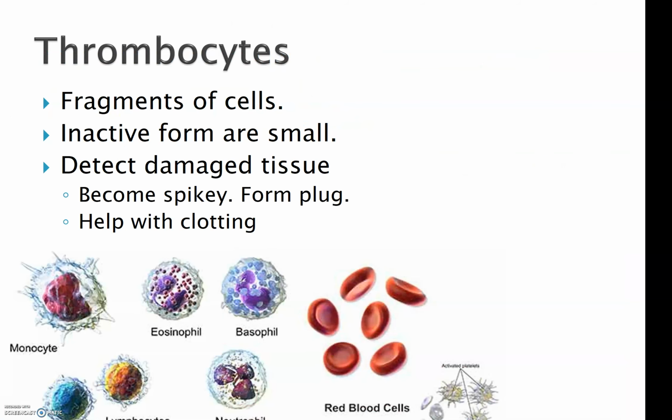Now, thrombocytes are little tiny platelets, and they're fragments of cells. So they're these little tiny things, probably like this on the actual histology slide. And when they encounter damaged tissue, they become 80s punk rockers. And they help with blood clotting. They form the platelet plug. And you will learn all about this in physiology.